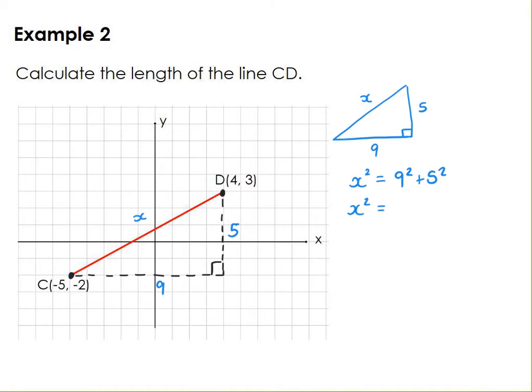So we've got 81 plus 25, and that is 106. To find x, we'll do the square root of 106. Into the calculator it goes, and we get the answer of 10.29 and so on. And to one decimal place, we'll write it as 10.3 units.